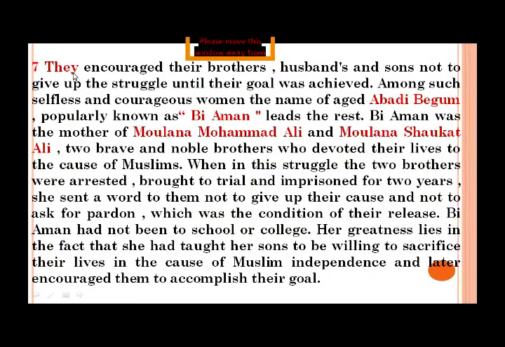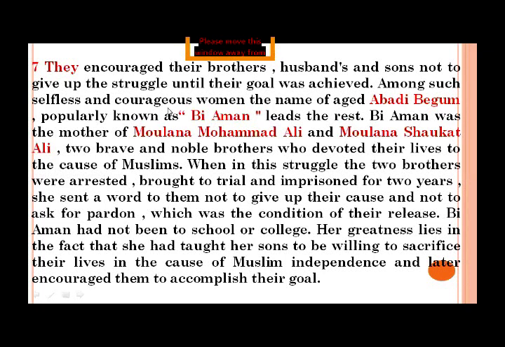Another point is here. Number seven. They encouraged their brothers. Many women could not come out of their homes. But what they would do at home, they would encourage their brothers, their husbands, their sons, the men of the family, to go out and work for the achievement of Pakistan. So that was also very important. If they were not coming out, they could encourage the men of the home.